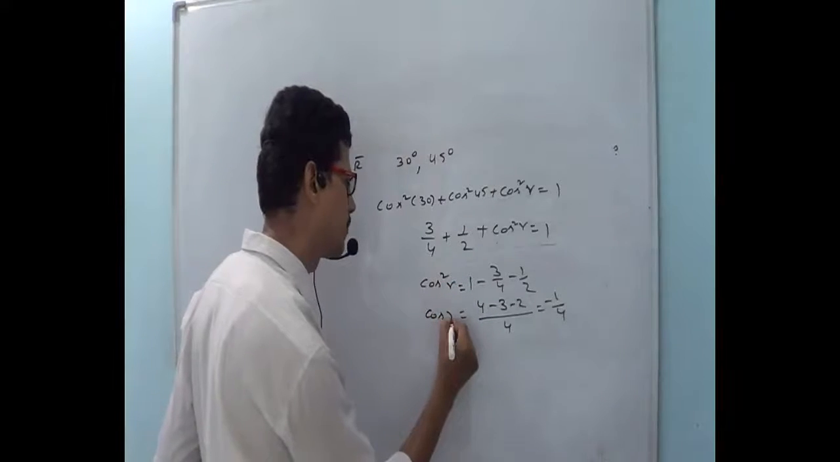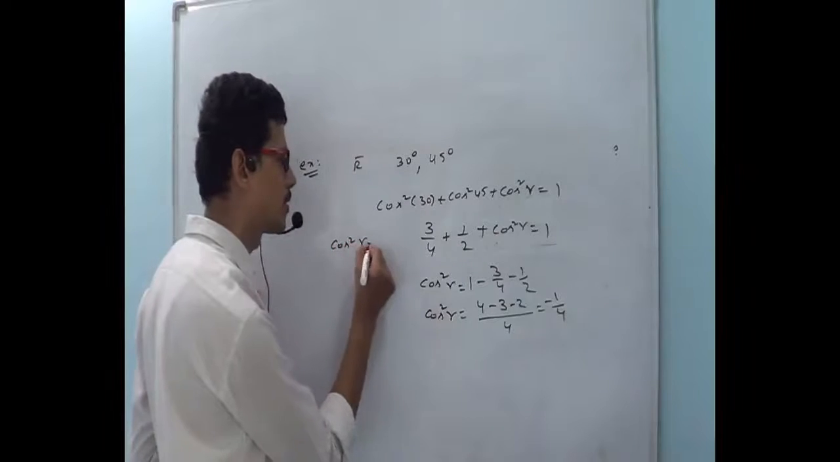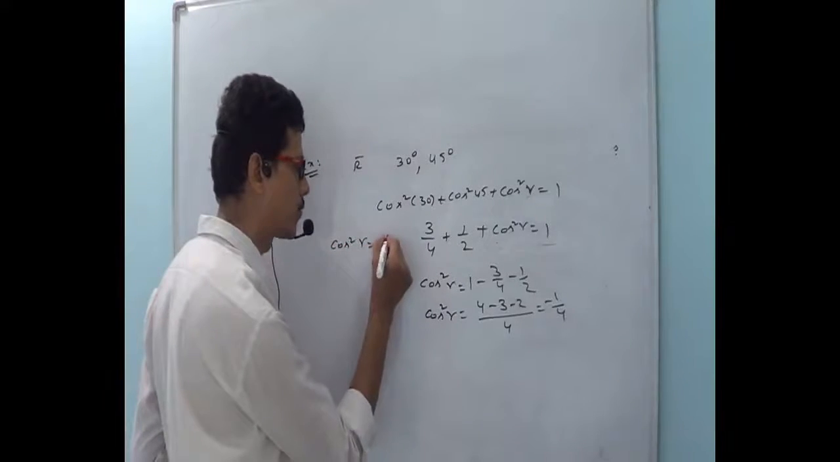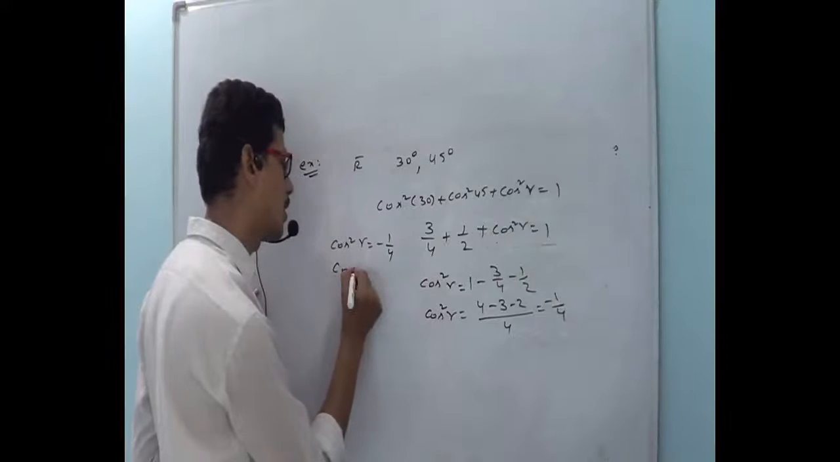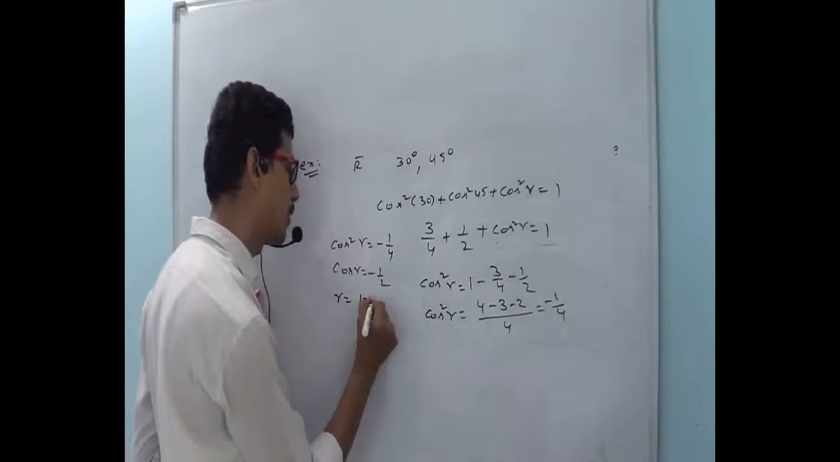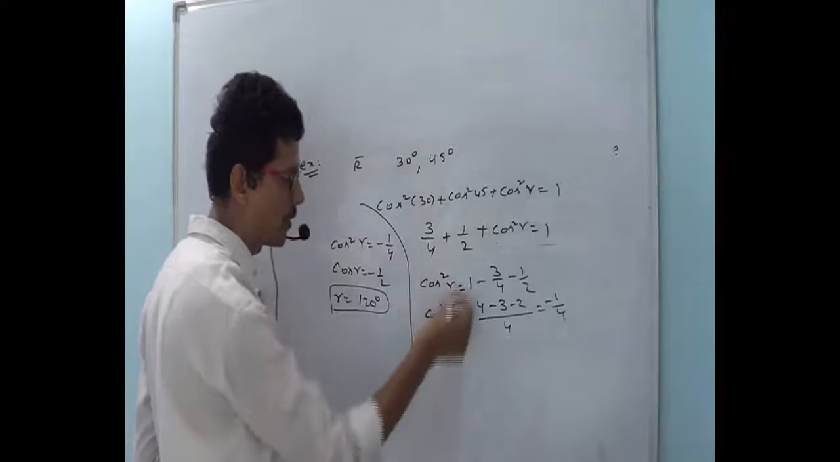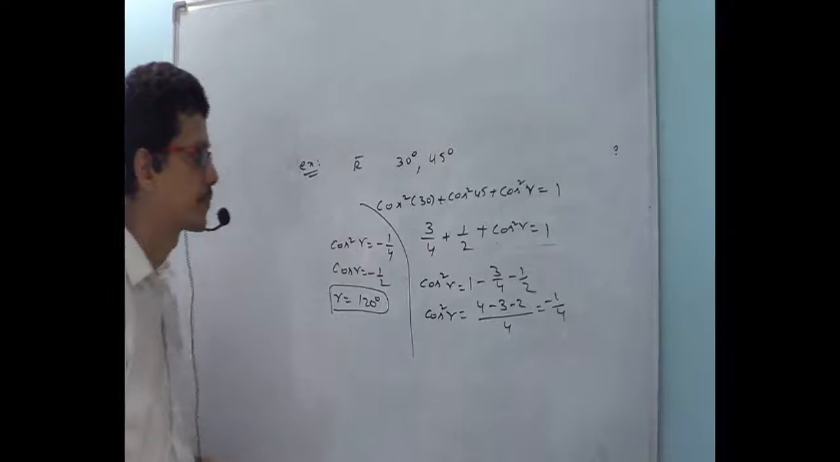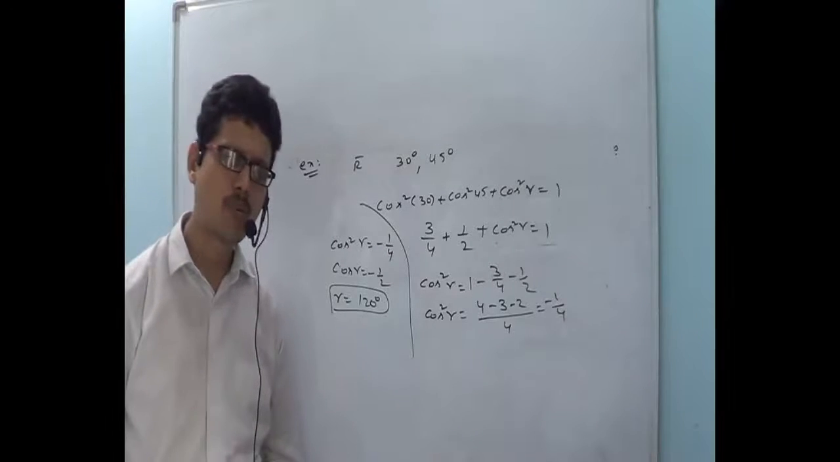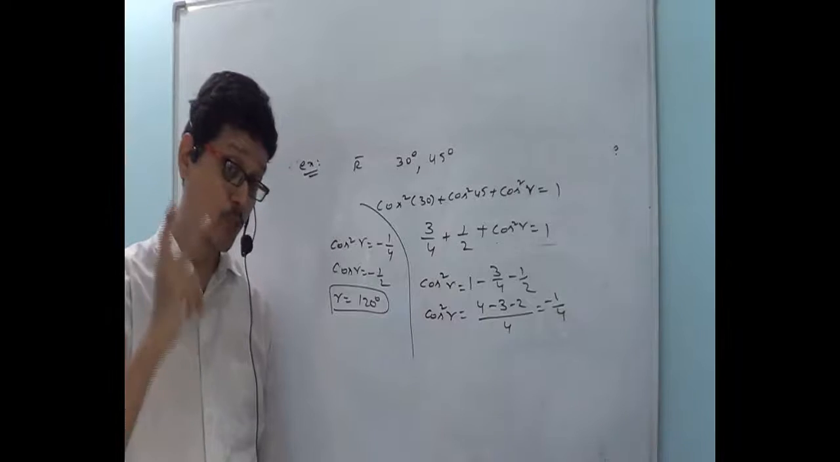What is cos gamma then? Cos square gamma is nothing but minus 1 by 4. Cos gamma is minus 1 by 2. So gamma should be equal to 120 degrees. Okay. So first you complete this and then this. You can take sine square also. Sine square alpha plus sine square beta plus sine square gamma is 2.